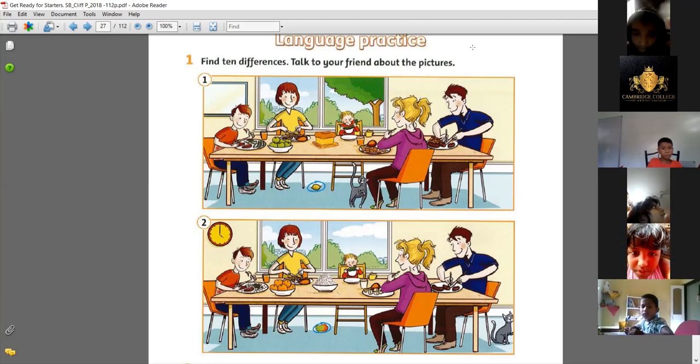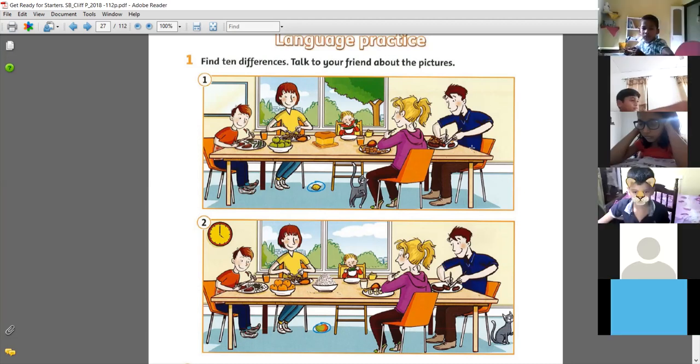There are two pictures. You want to find the differences between both pictures. First, I will say like this. In the first picture, there is a lemon under the table. But in the second picture, there is a mango under the table.